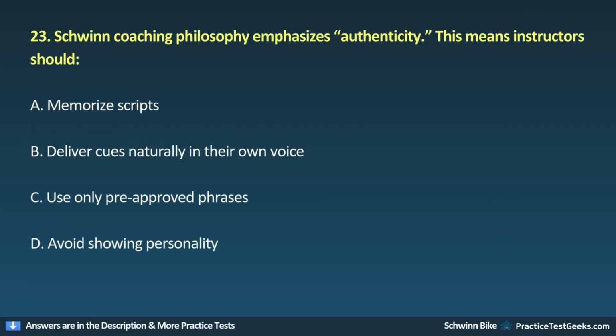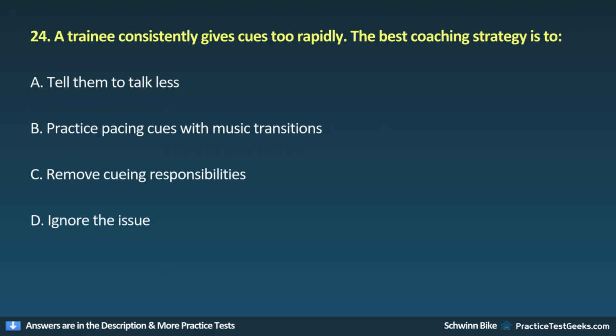23. Schwinn coaching philosophy emphasizes authenticity. This means instructors should A. Memorize scripts, B. Deliver cues naturally in their own voice, C. Use only pre-approved phrases, D. Avoid showing personality.